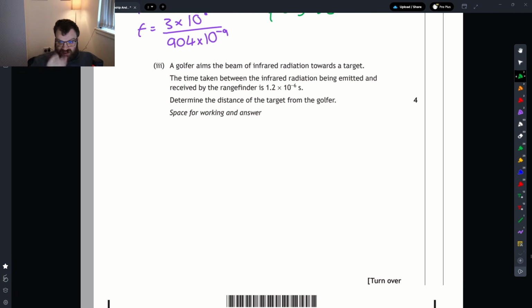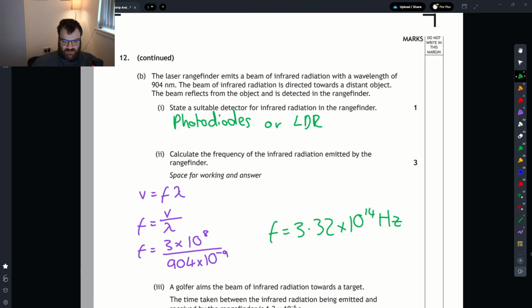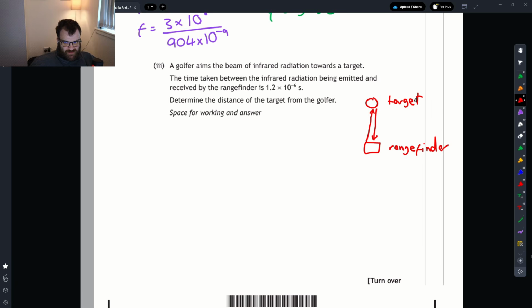And then next one, time taken between being emitted and received by the range finder. Okay, so this is the one where it's reflecting. So we have our range, we have our target, and the signal will go forwards and then come back. And we only want one way for that. Right, what would be the easiest thing to do for this?